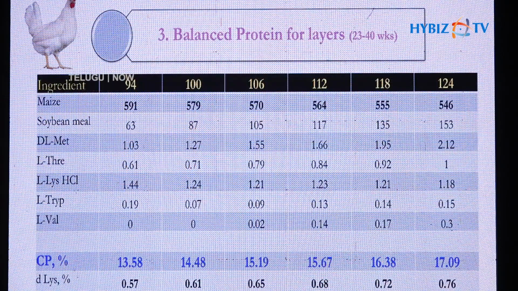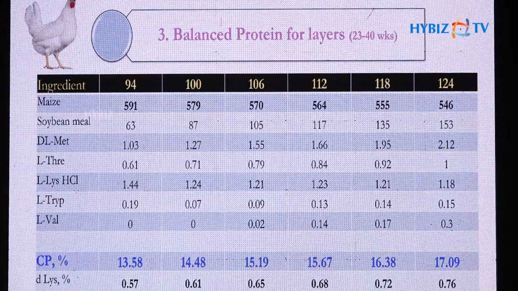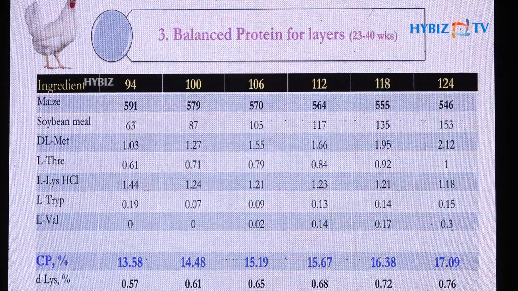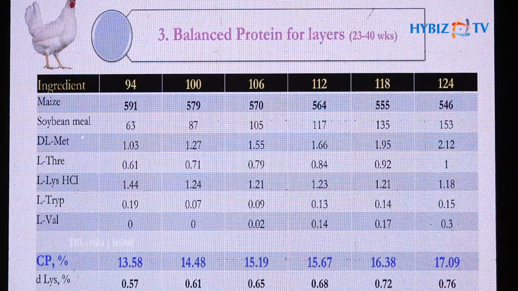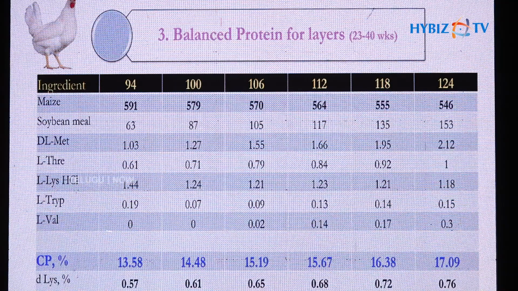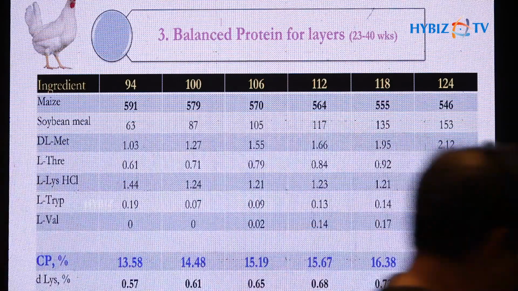With the help of Evonik people, this trial was conducted almost 5-6 years back during the peak production phase. The protein level we gave was from 13.58 to almost 17%. But what we have done is balanced protein, which means we balanced the amino acids up to the 5th limiting amino acid, like methionine, threonine, lysine, tryptophan, and valine also, to make a uniform ratio as per the standards of the specific strain.